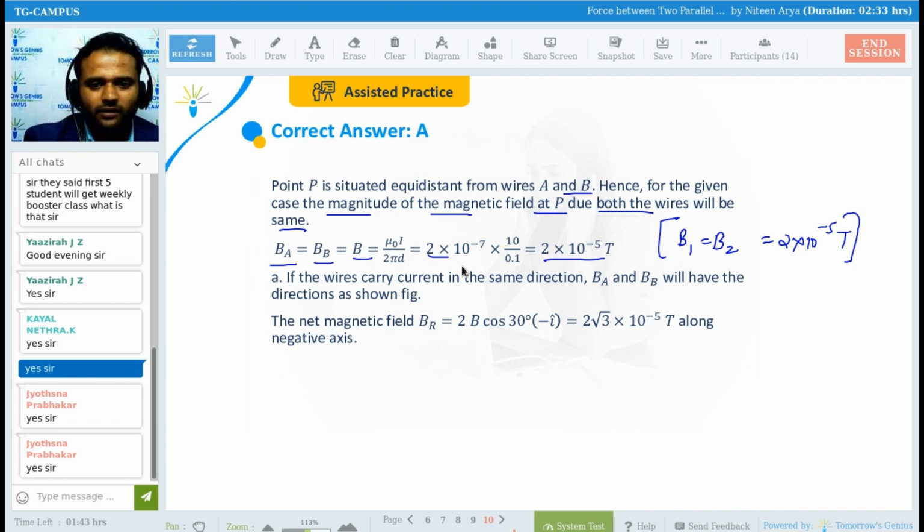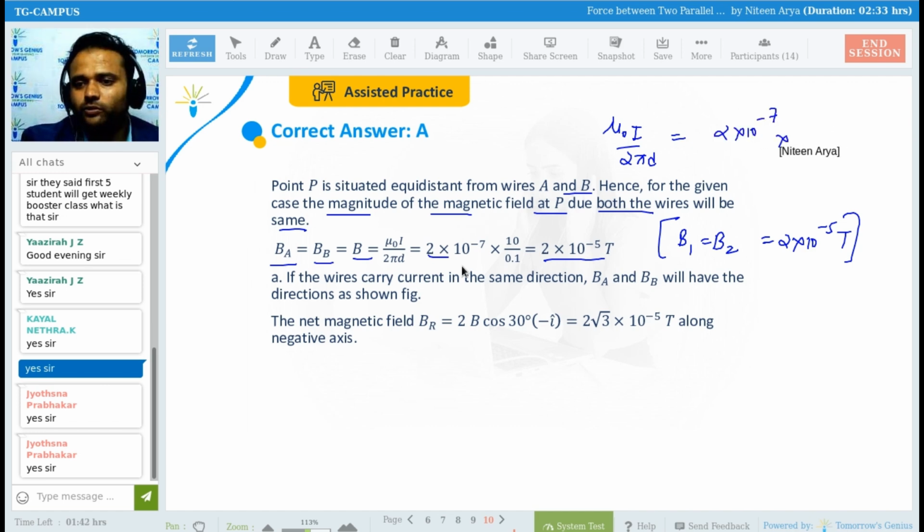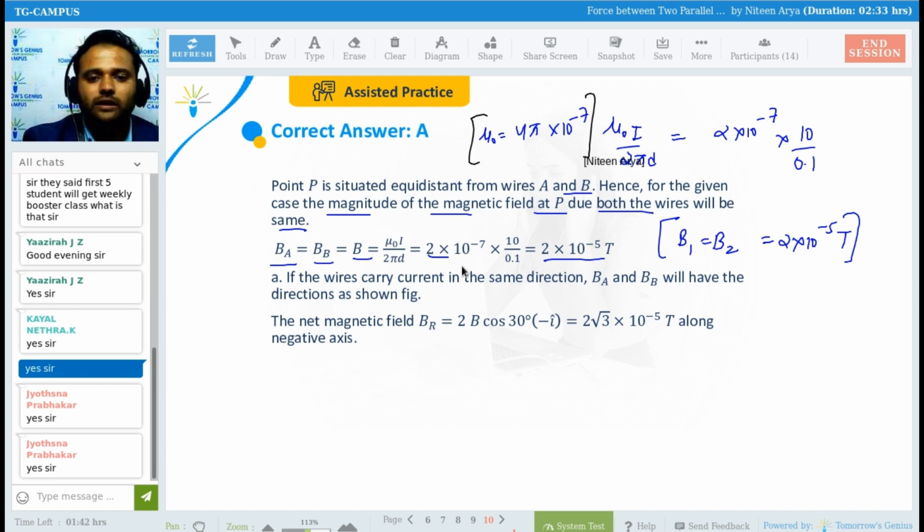Clear na? And if someone is thinking how this mu naught I upon 2 pi D converts into 2 into 10 to the power minus 7 into 10 upon 0.1, so beta, mu naught equals 4 pi into 10 to the power minus 7. So this 4 pi, 2 pi cancel each other, and then we have this formula. Okay, if someone is thinking in this way also. So we get this first.